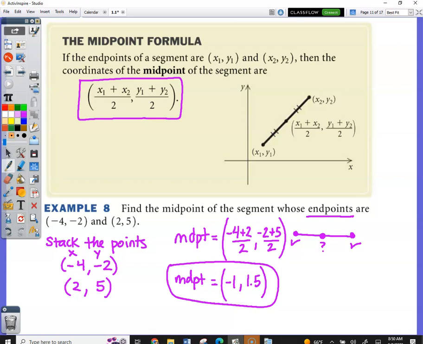I did, the difference between negative 4 and 2 was 6. And I got 6 divided by 2 is 3. And if I add 3 to the negative 4, then I get 1. Yes, the next one. So basically, 5 and negative 2, so it was 3.5. Right?